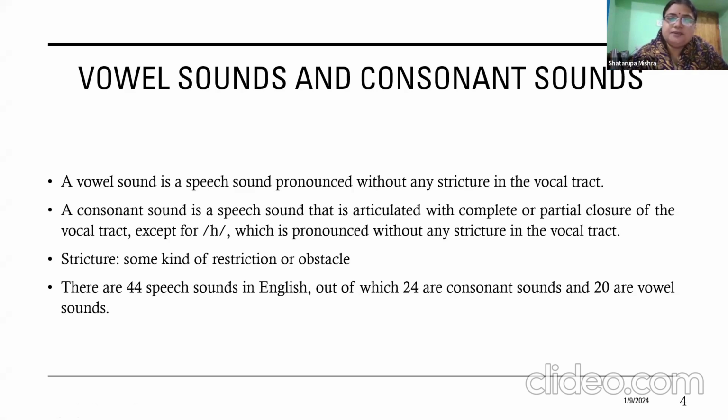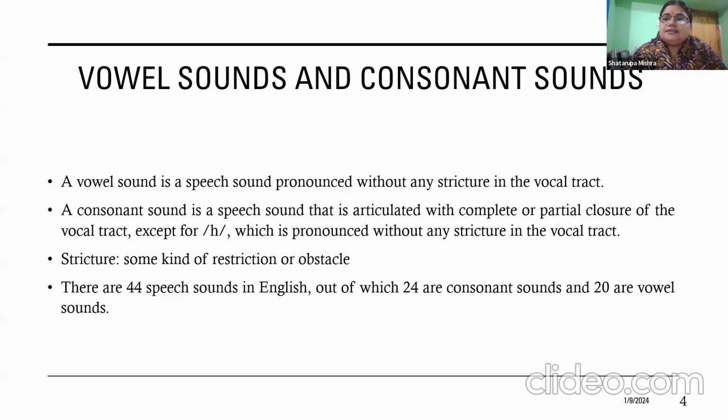How many vowels do we have in the English alphabet? 5. A, E, I, O, U. But how many vowel sounds are there in English? There are 20 vowel sounds. How many consonants are there in English? 21. But how many consonant sounds are there? 24. So 24 consonant sounds and 20 vowel sounds together make up 44 speech sounds in English. And we will learn about all these 44 sounds.